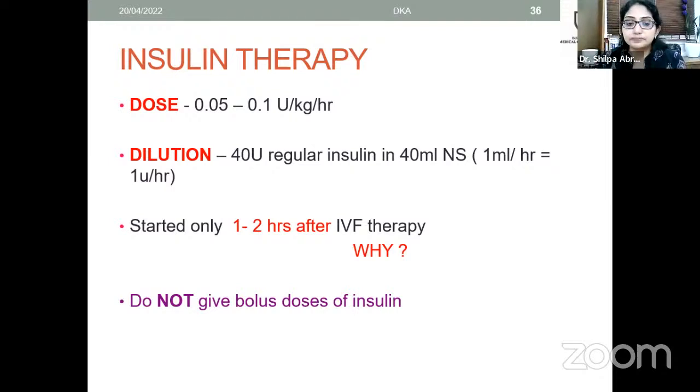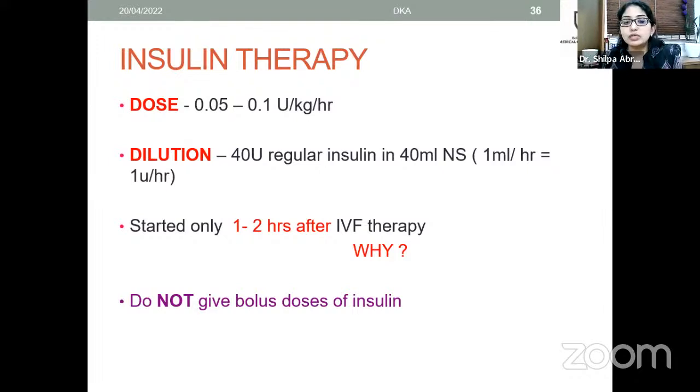So why all this? What happens if you start insulin in the first hour of therapy, that is, along with your IV fluids? Or what if you give a bolus dose of insulin? Again, go back to osmolality and cerebral edema. What did we say about osmolality? We said we don't want the osmolality to fall very rapidly. You want it to fall very slowly. And what are the factors in osmolality? One is sodium, the second one is glucose.